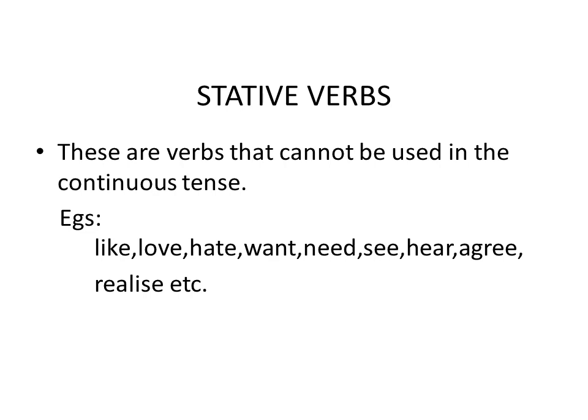Examples of stative verbs are like. We don't say liking. Love. Even though there is loving, love is not an action, it is a state. So I am loving you is wrong. I love you, right? Hate, I hate you. Want, wanting is wrong. Need, there is no needing. See is also the right form is to use see. I can see you. Hear, agree, realize, etc. There are so many verbs which cannot be used in the ing form. Those are stative verbs. So the sentences constructed with these verbs will be in simple present tense.